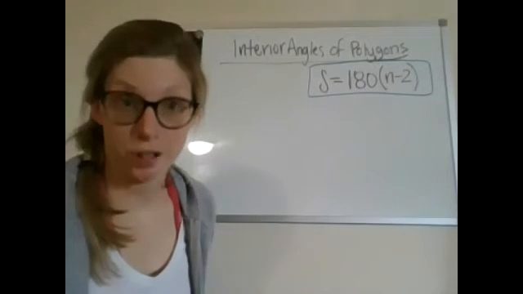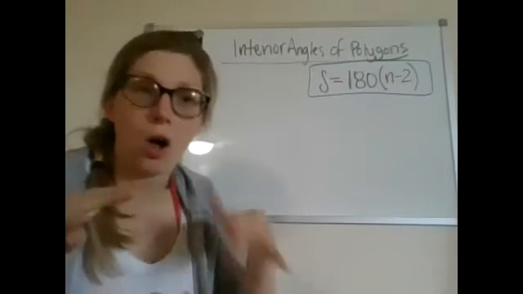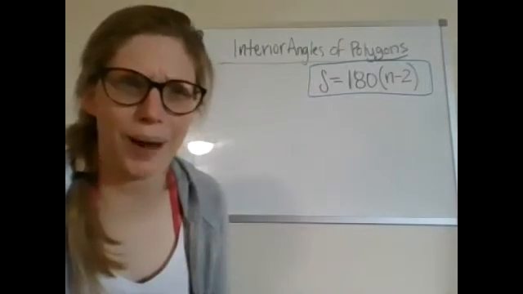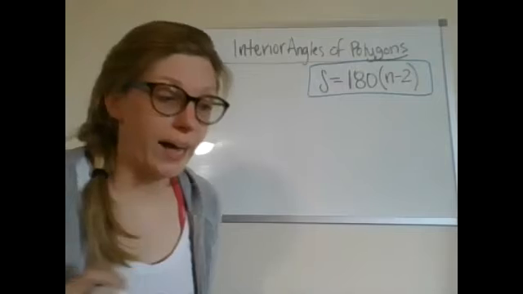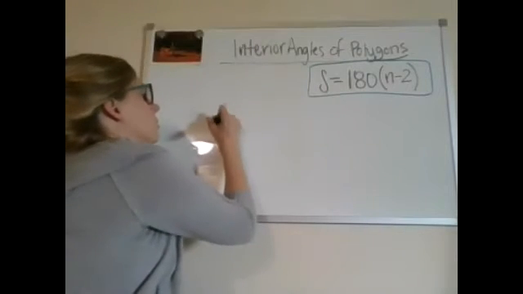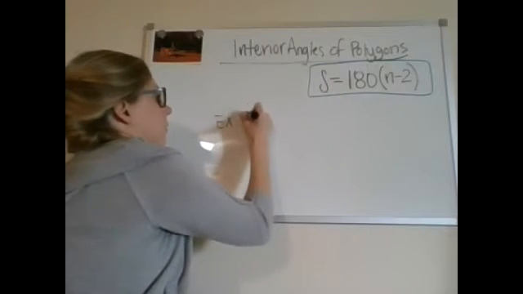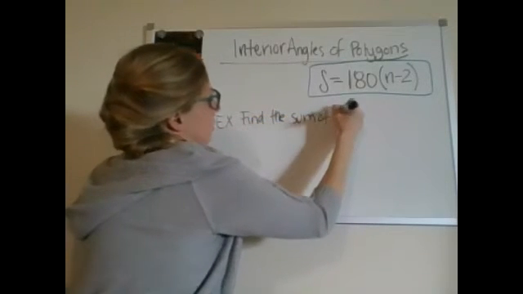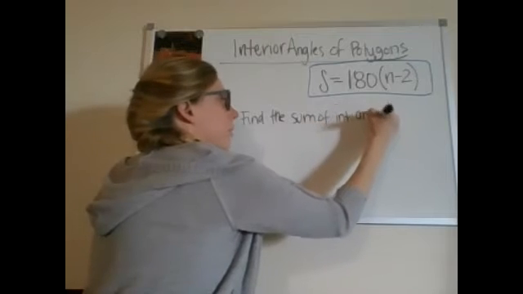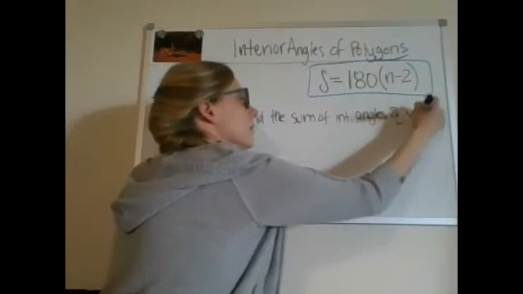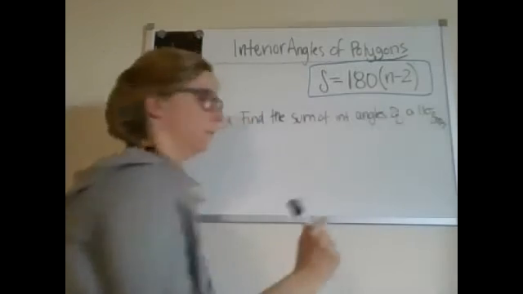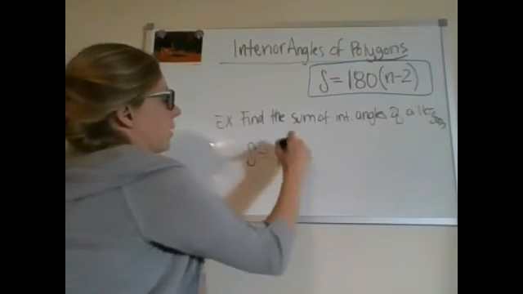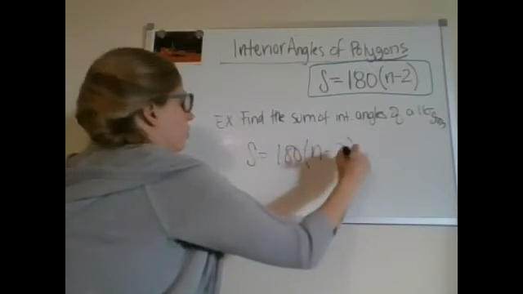All right, let's try an example. I'm not gonna write all of the examples up on my board here. So the first one, we're gonna find the sum of measures of a 16gon. Find the sum of interior angles of a 16gon. Okay? So start by having your formula. S equals 180 n minus 2.